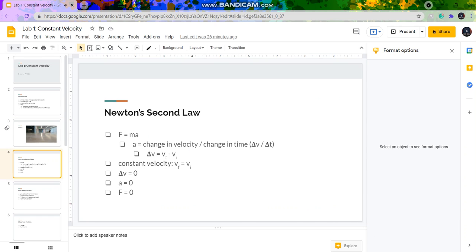Alright, now how does Newton's second law apply to that? This law is most commonly known in the form F equals ma, or net force equals mass times acceleration. Acceleration is change in velocity over change in time, or delta v over delta t. What's important to note is that delta v is the difference between final velocity and initial velocity. In the case of this lab, final velocity and initial velocity are the same, since it's constant. This means delta v is 0, which means acceleration is also 0, which means net force is 0.